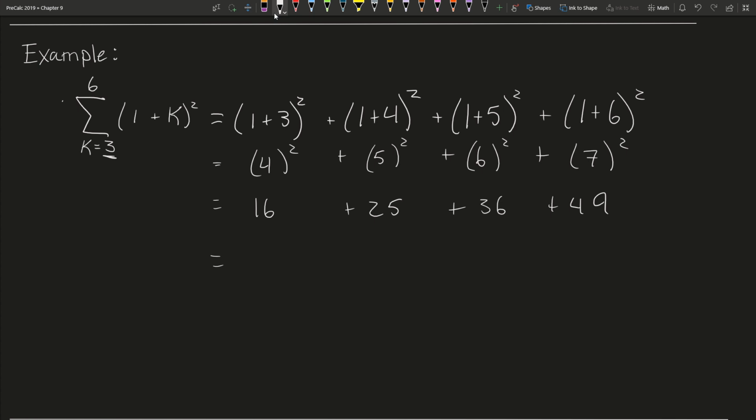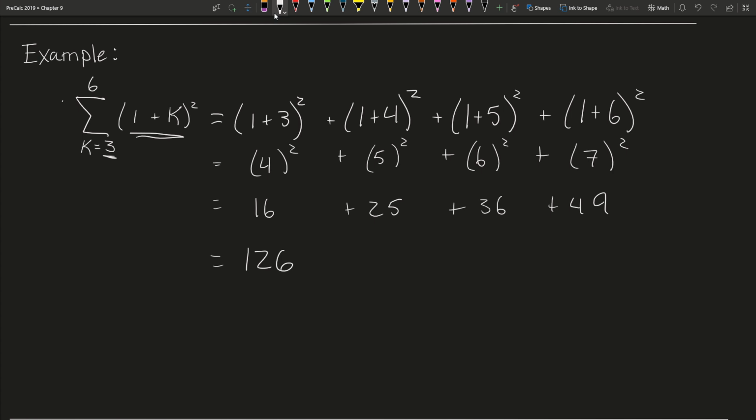So then we get 16 plus 25 plus 36 plus 49. So the sum of this sequence from k equal to 3 to k equal to 6 is 126.